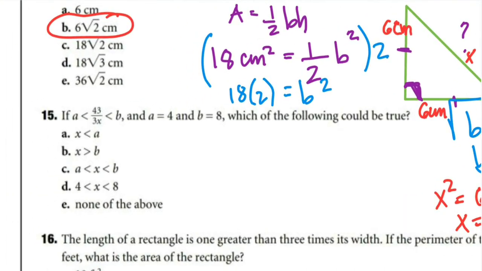If 43 over 3x is greater than a, or a is less than 43 over 3x and less than b, and a is equal to 4 and b equals 8, which of the following could be true? Okay, so let's plug in the values. A equals 4, so this would become 4 less than 43 over 3x, less than b, which is 8.